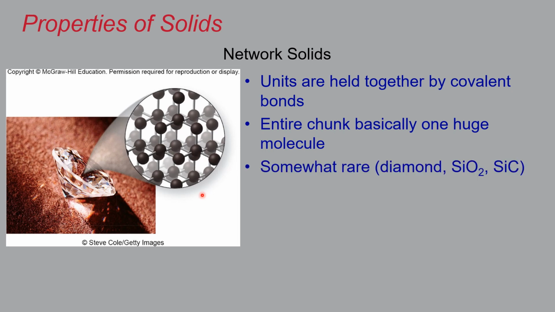Now these are also quite rare. There aren't a whole lot of examples of them. Diamond is one of them. Quartz, silicon dioxide, and silicon carbide are probably the other most common forms of this. Now, because the intermolecular forces in this type of solid are actual straight-up covalent bonds, these are very, very, very strong, which makes these incredibly hard substances, diamond being in fact the hardest known substance.